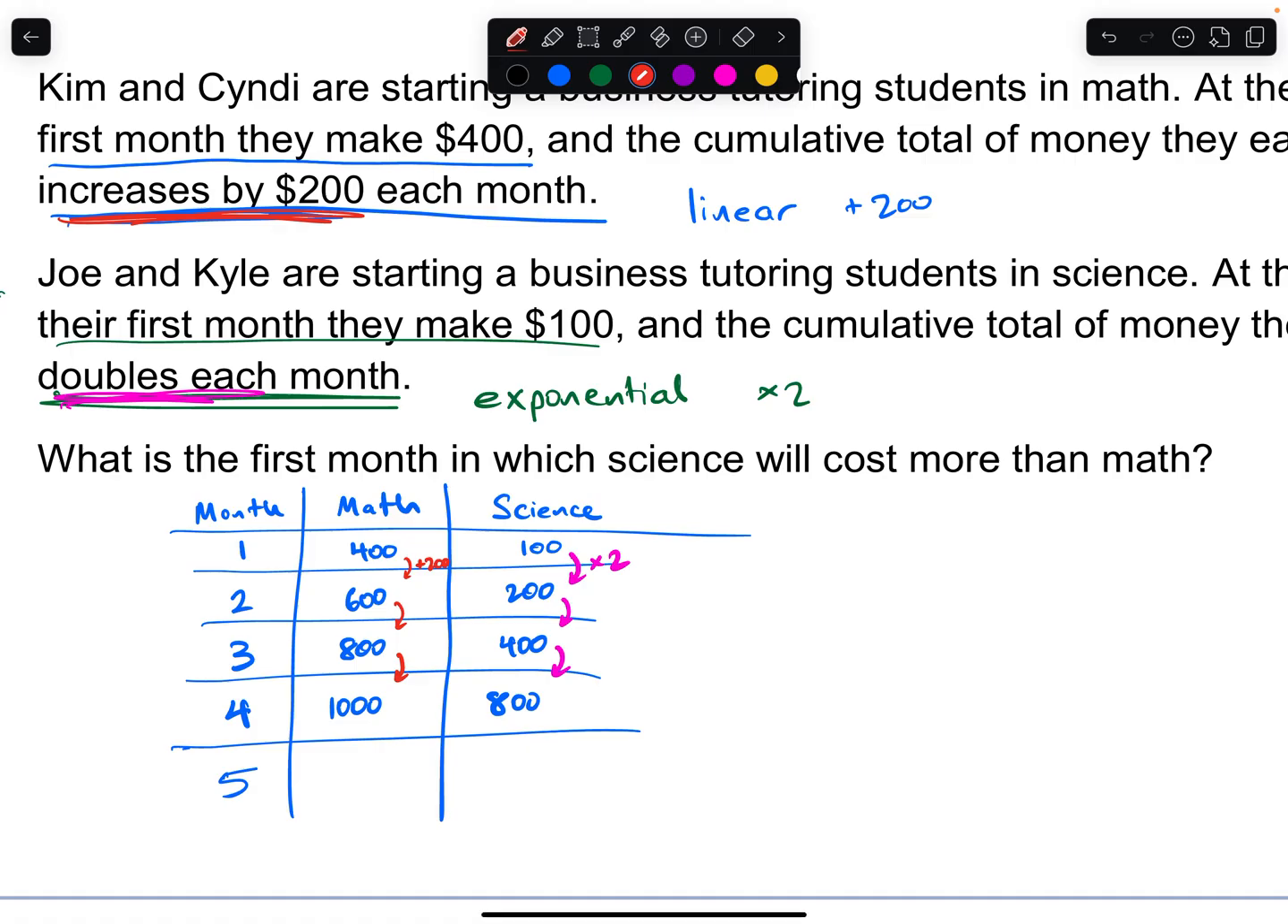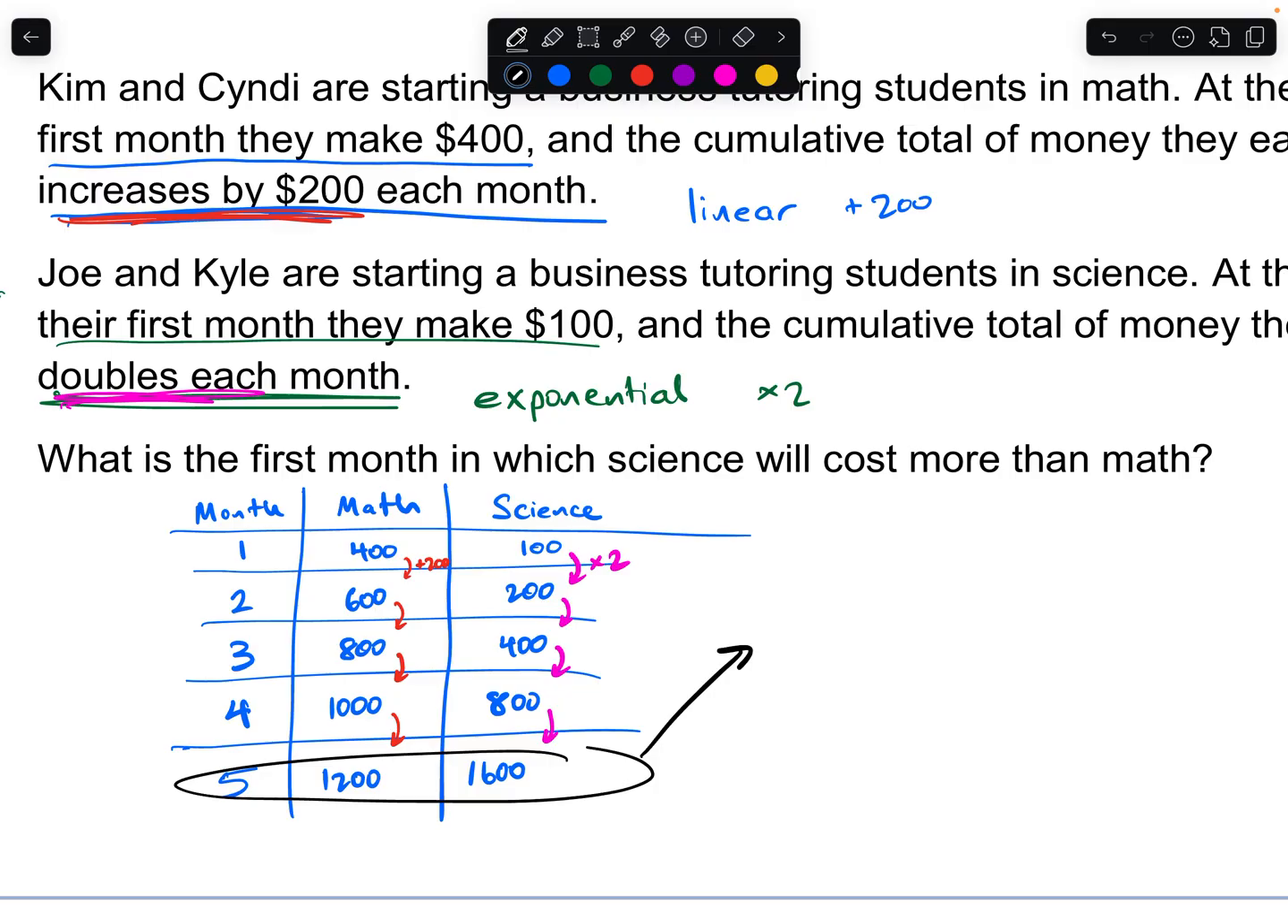So in month 5, math is going to earn $1,000 plus 200 more. That'll be $1,200. And then in month 5, science is going to earn double 800. 800 times 2 is 1,600. And sure enough, science is earning more than math that month. 1,600 is more than 1,200.